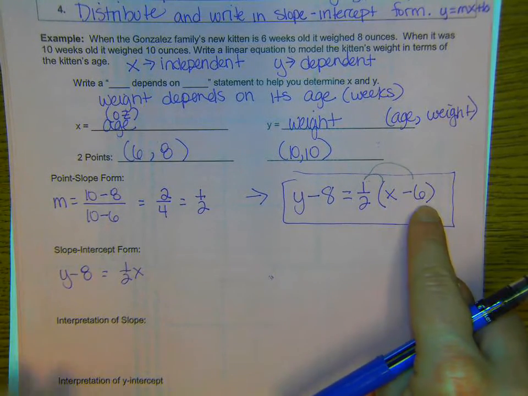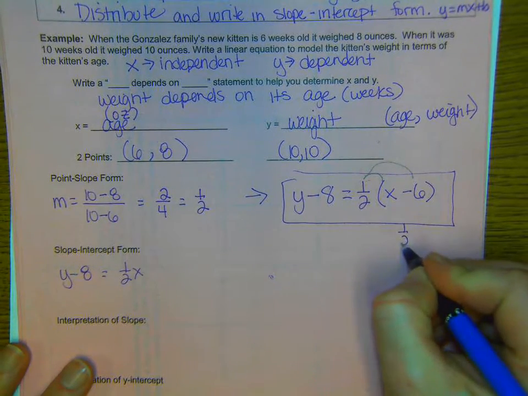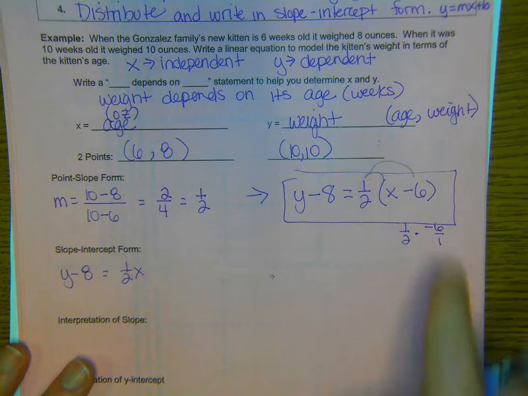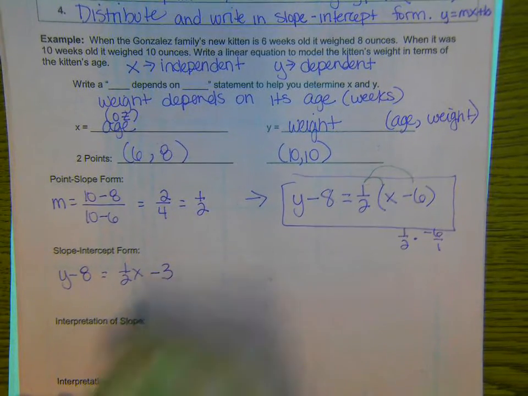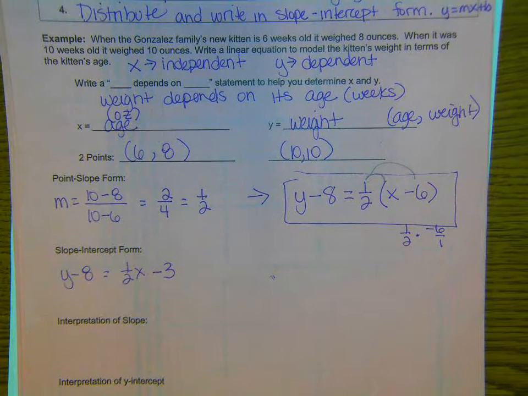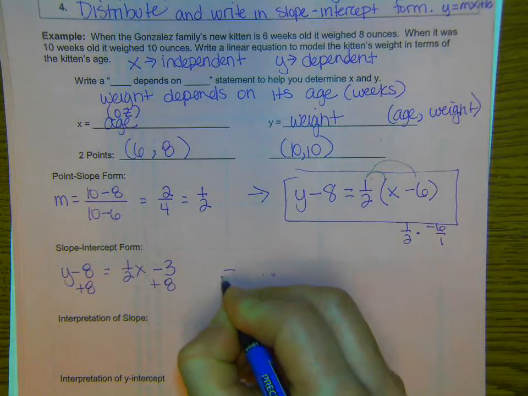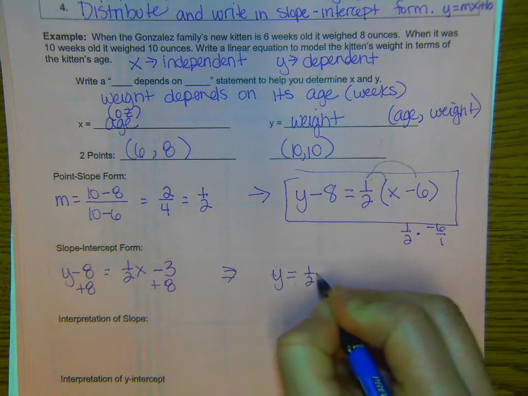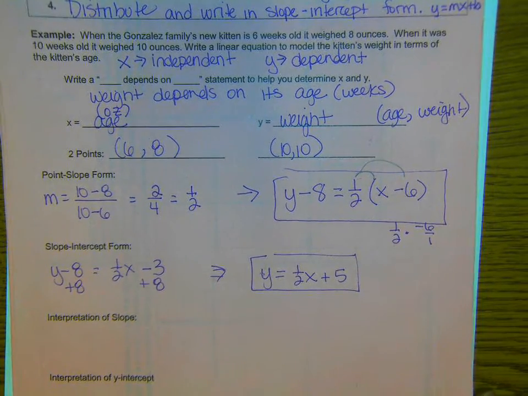Now, let's try to do this in our heads, guys. 1/2 times negative 6. Now, if you even have to write this out, 1/2 times negative 6, that's negative 6 divided by 2. It's negative 3. Or cut something in half. What's half of 6? Negative 3. So half of negative 6 is negative 3. I'm just trying to get us unafraid of using fractions. Okay? All right, now what should I do? So we get y equals 1/2 x plus 5.